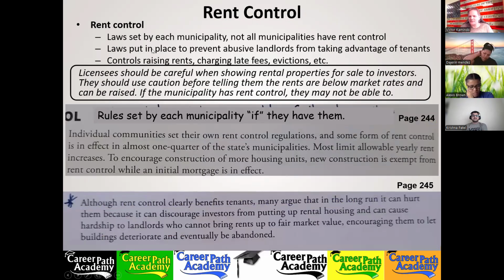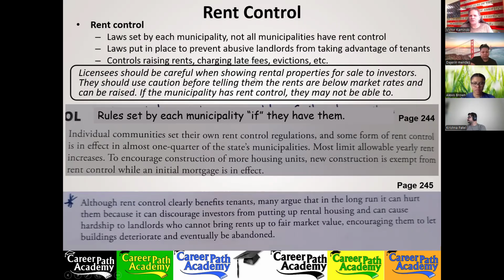Okay, when it comes to rent control, once again, these are laws that are set up not by the state, but by each municipality. These laws are set by each municipality, and not all municipalities have rent control. These laws put in place prevent abusive landlords from taking advantage of tenants. Controls raising rent, charging late fees, evictions, etc.